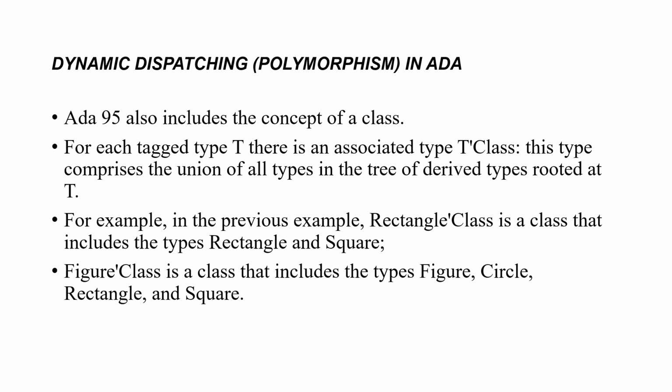One more concept is polymorphism. ADA also includes the concept of a class. For each type T there is an associated T'Class. This comprises the union of all types in the tree of derived types related to T. For example, in the previous example, the rectangle class is a class that includes the types rectangle and square, and the figure class is a class that includes the types figure, circle, rectangle and square. What this means is, for example, you define one base type as a tagged type, and all the subsequent children types you can access using Figure'Class. In Figure'Class, you can access all the other children classes.